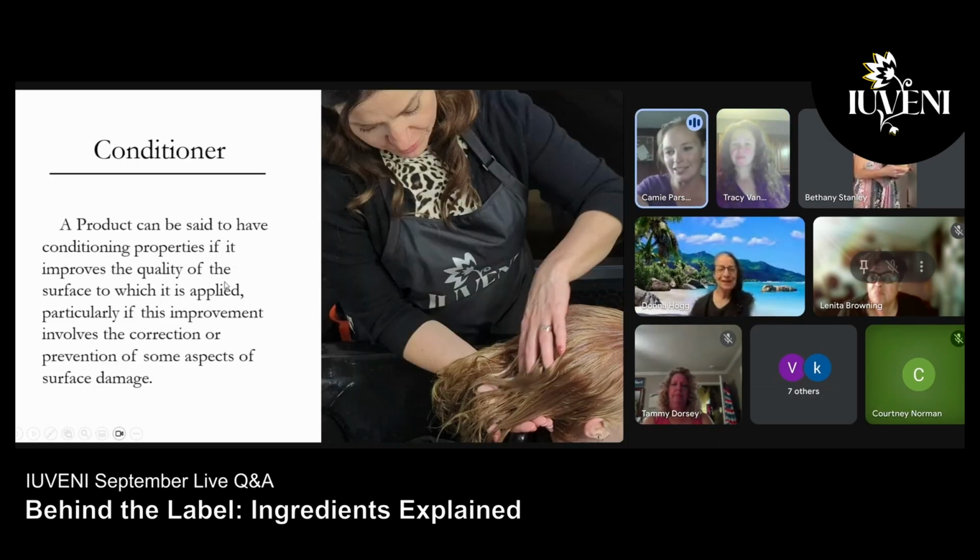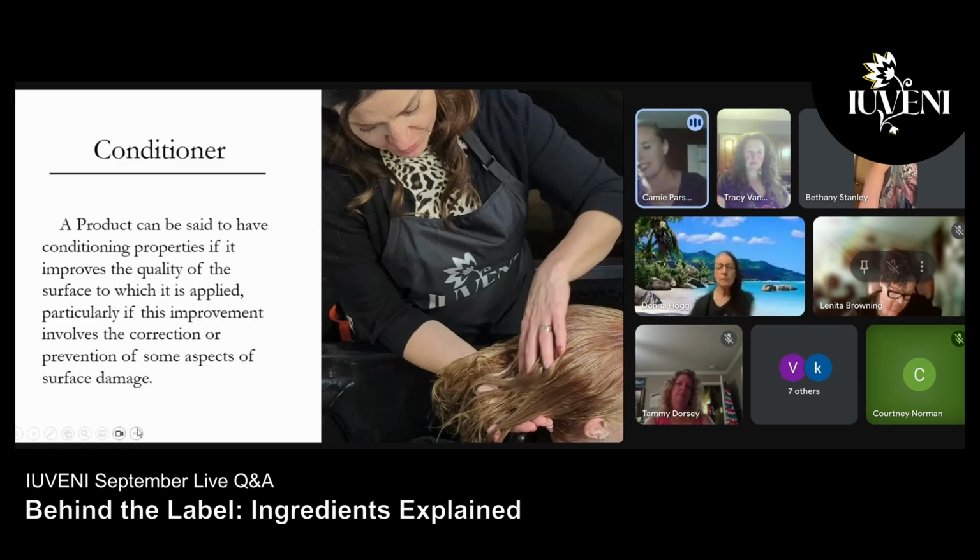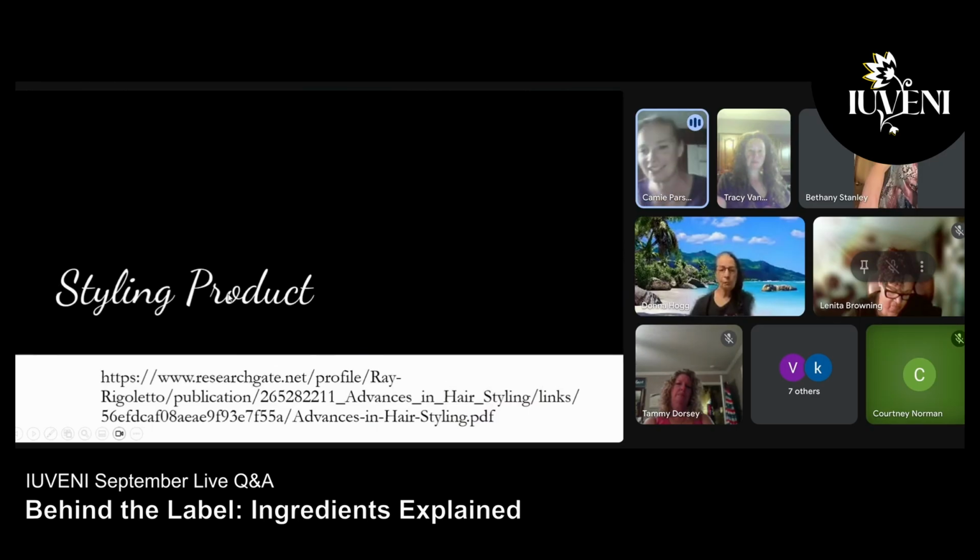This is what a conditioner is. A product can be said to have conditioning properties if it improves the quality of the surface to which it is applied, particularly if this improvement involves the correction or prevention of some aspects of surface damage. Quencher is not a conditioner. It is repair. Okay. Styling products.